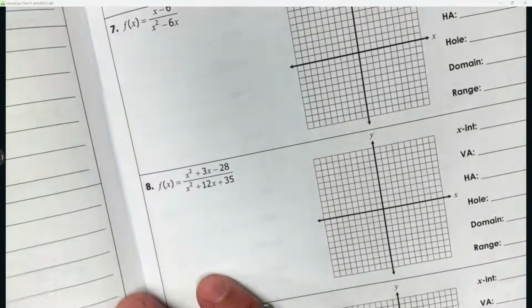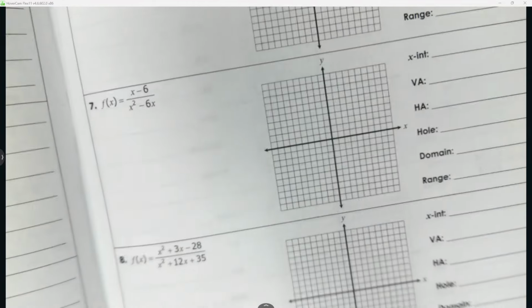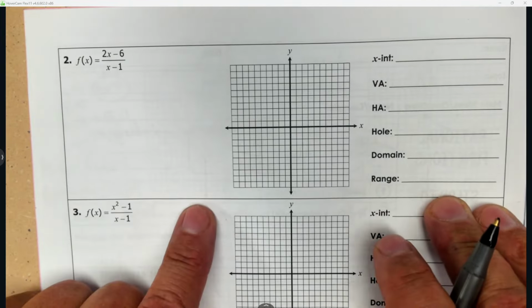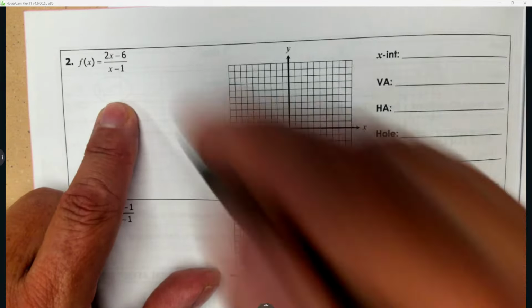Number 2. There's lots to practice here. I'm going to tell you the bell's going to ring soon, so I won't get too many done, but I'll do another video soon. All right, so step number 1 is I'm going to factor this.